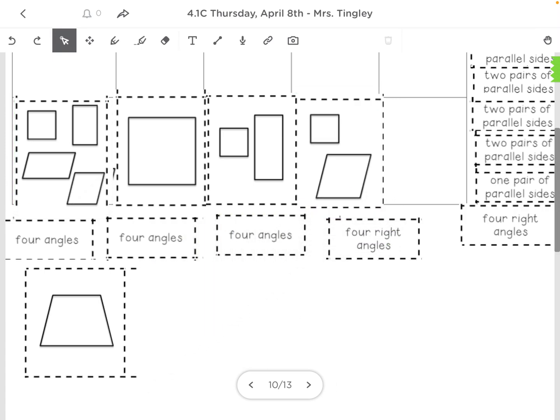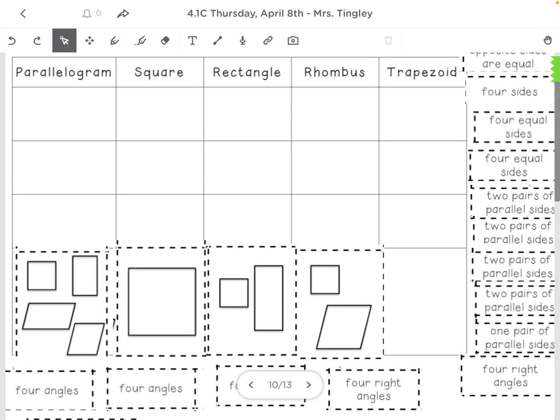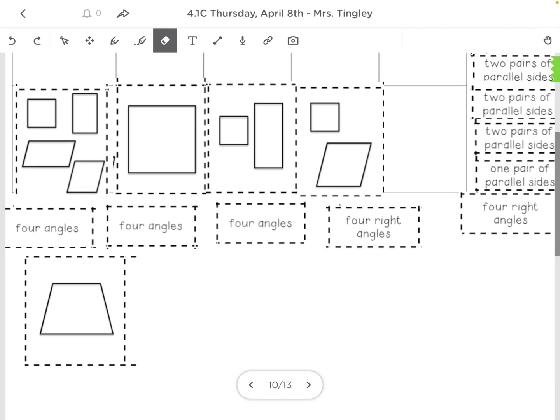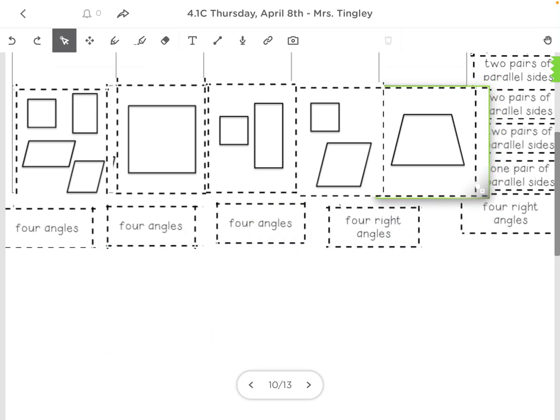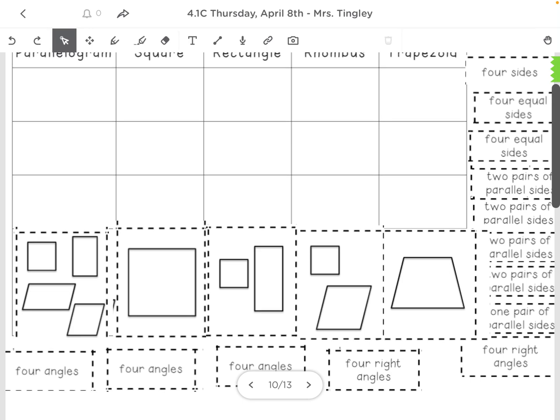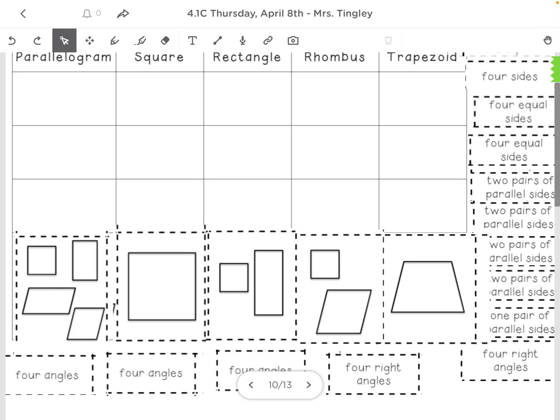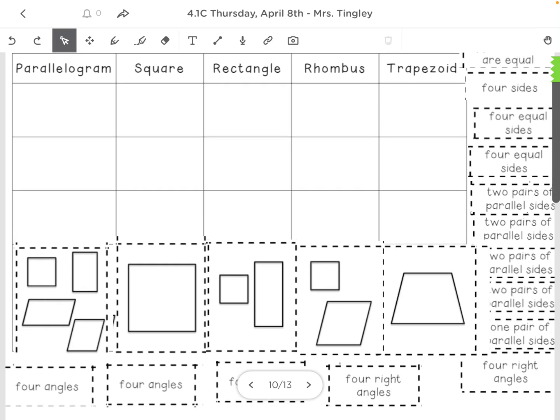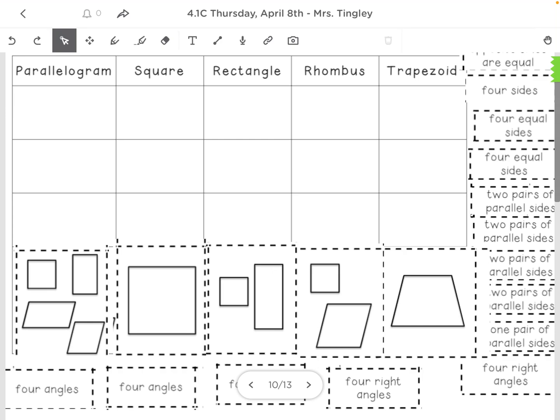And a rhombus is a type of square that might not have right angles, but all of the sides are the same. And finally, a trapezoid that only has one pair of parallel lines that do not cross. Make sure you have all of these in the appropriate place.